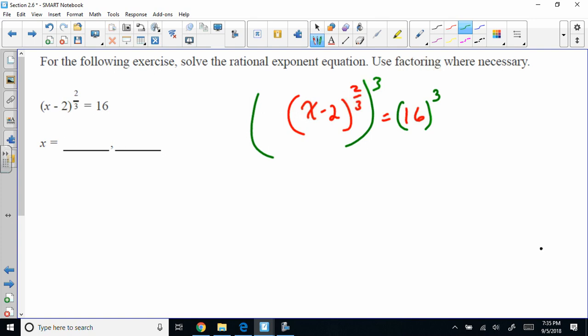So what I'm going to do is this. 2 times 3 is 6. Divided by 3 is what? 2, right? So it's basically like canceling those out. (x − 2) squared equals, what's 16 cubed? 16 times 16 times 16. That's 16 times 3, brother. 4,096. Now I'm going to tell you something. 4,096 happens to be a perfect square. Y'all know that?